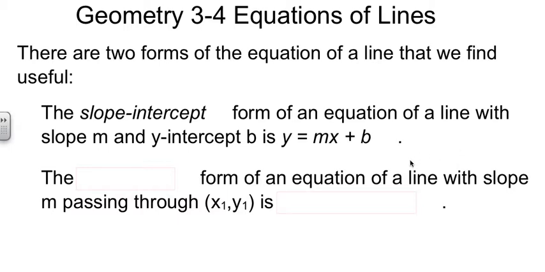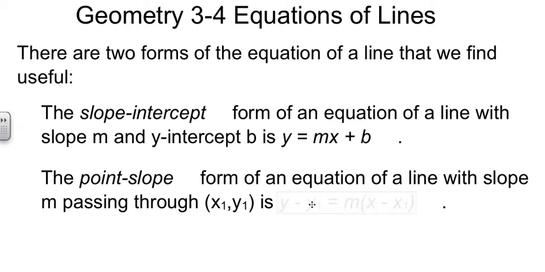Now compare that with this other form that we're going to use. This time we're given just some point. Before it was the y-intercept. Now it's just any random point on the line. It does not have to be the intercept. When we're in that position, we use what we call point-slope form. And it's named that because you have a point and you have a slope.